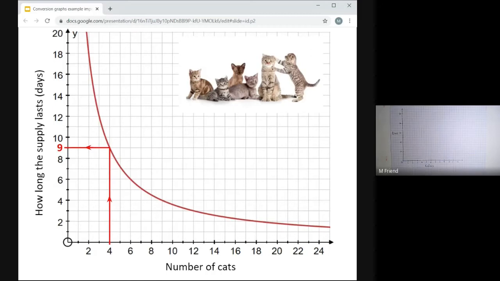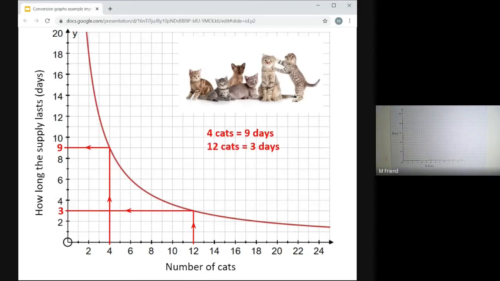So it's easy to use the graph in the same kind of way. So even though this is not a nice straight line, it's still easy to use the graph. So 4 cats, it would last for 9 days. And what if you had more cats? How about what if you had 12 cats? Now the graph is telling us that it would only last 3 days.